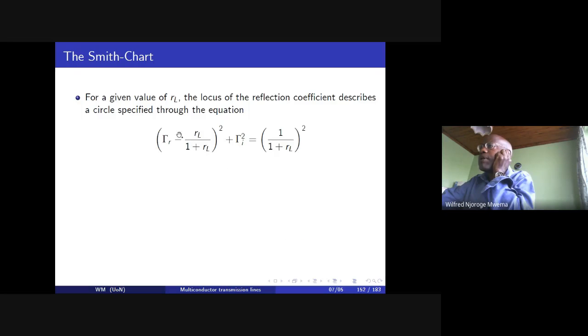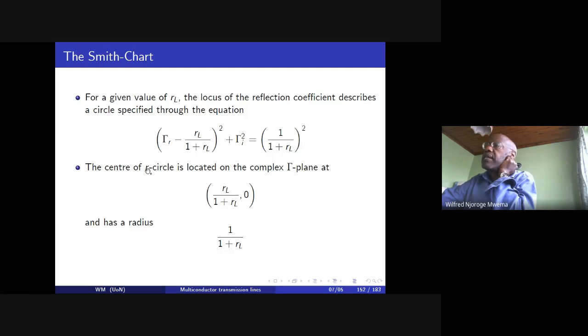It will be offset by a value RL over 1 plus RL, and this one will be at the origin, that is at 0. The center of the circle will be displaced by the value of the resistance that we are dealing with. And the radius of that circle is going to be 1 over 1 plus RL, where RL is the normalized real part of the load.